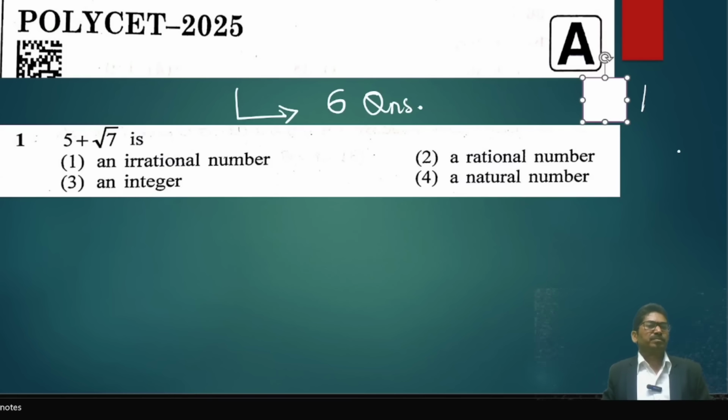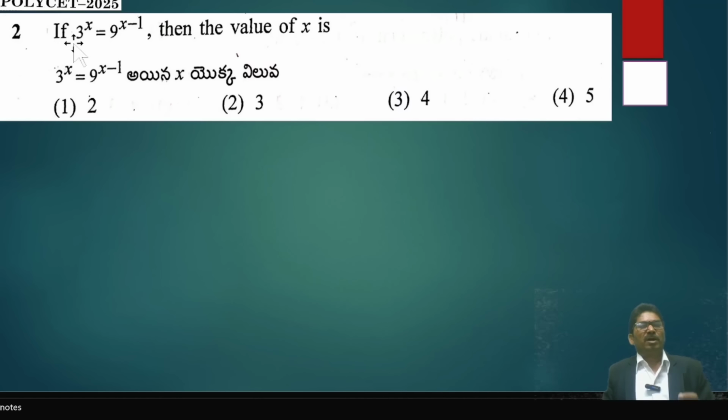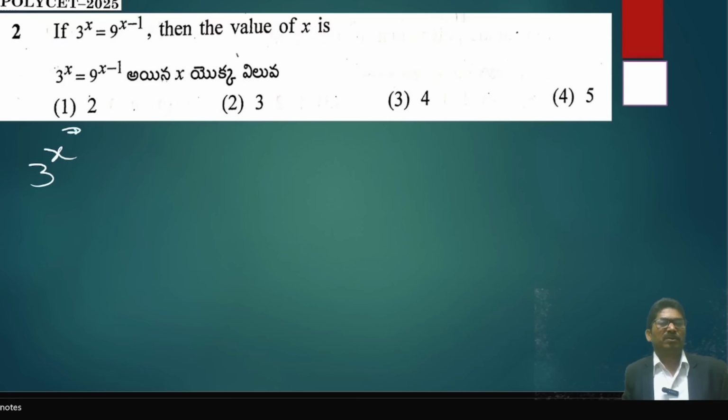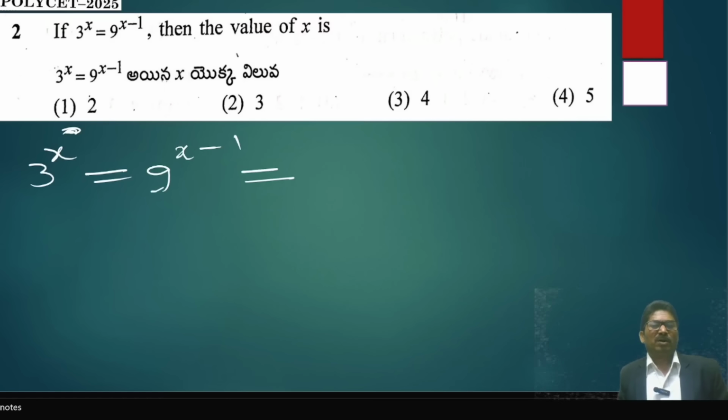Next, question number 2. If 3 to the power of x is equal to 9 to the power of x minus 1, then the value of x is. After solving this question, we can identify the answer. 3 to the power of x is equal to 9 to the power of x minus 1. We can write 9 as 3 square. We are going to make the bases equal.